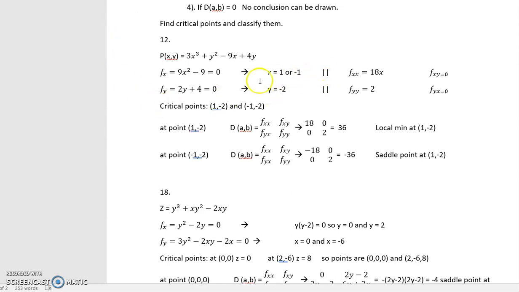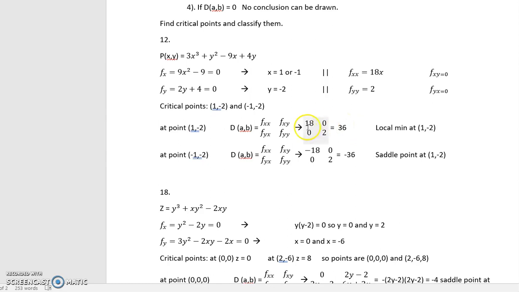Now we take our second derivatives. fxx is 18x, and fyy is 2. The derivatives fxy and fyx are both 0. So our critical points are (1, -2) and (-1, -2). Now we're going to take the determinant. We plug fxx into the top left, fyy into the bottom right, and 0 in the top right and bottom left. So 18 times 2 is 36, minus 0 times 0 is 0. So we're left with 36.